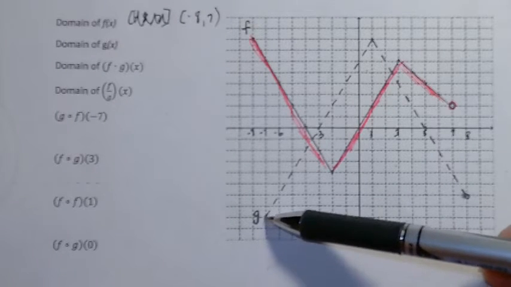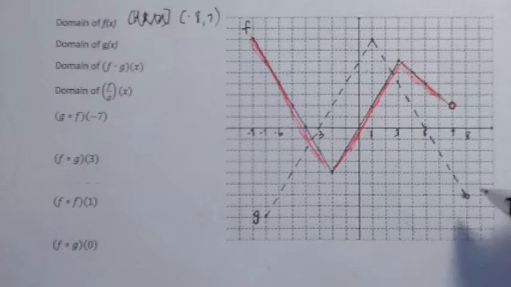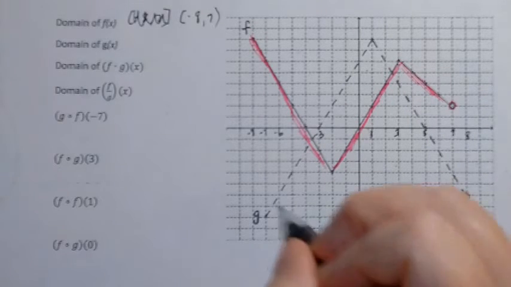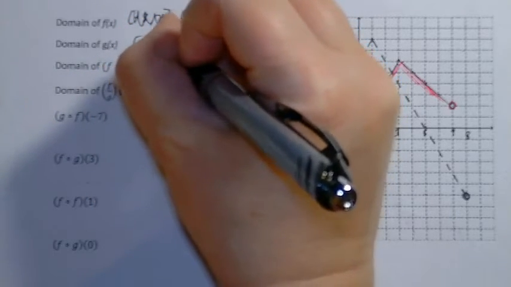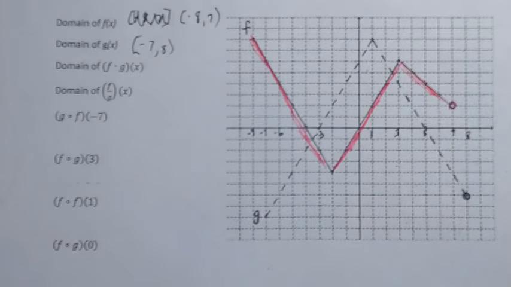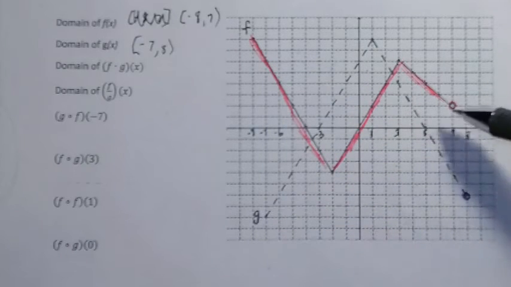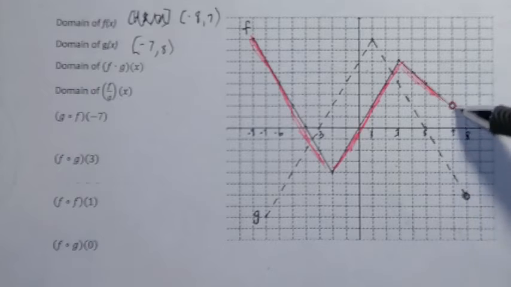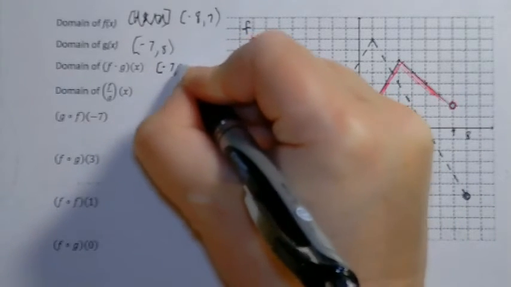All right, let's talk about G. G starts here at negative 7, and it goes all the way to positive 8, but again, this has an open circle, so I would say it goes from negative 7 to positive 8, but 8 has a parenthesis. So what this tells me then is whenever I'm multiplying and dividing, the domains are only going to be where they cross at. So they cross from negative 7 all the way to positive 7. But 7 has an open circle, so it will have a parenthesis.